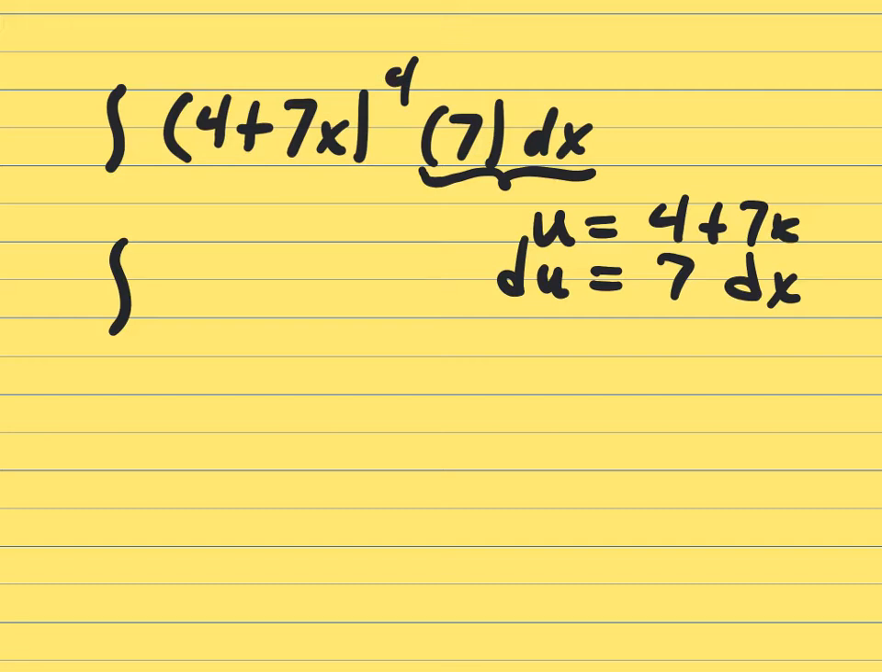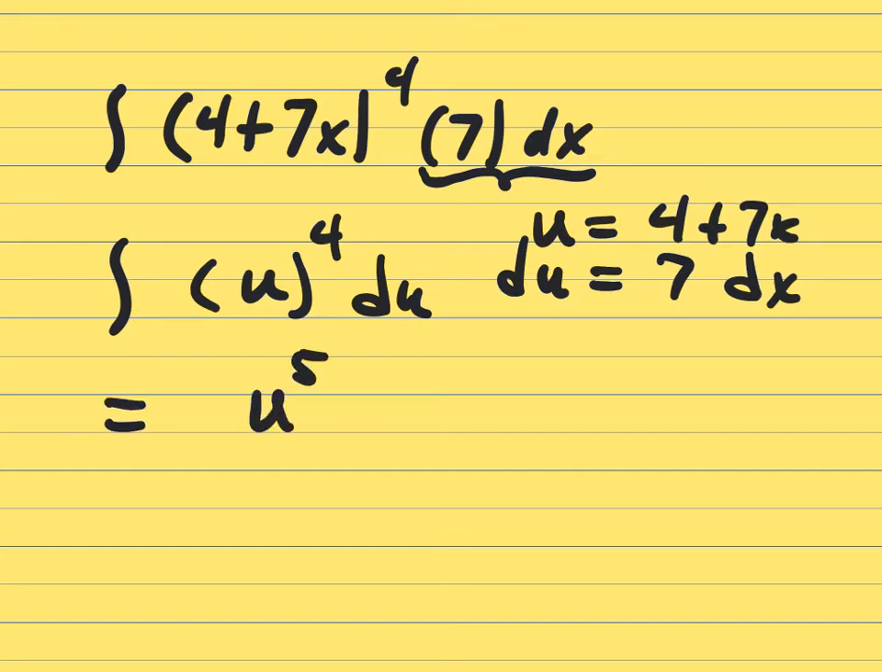u to the fourth, all that's replaced with a u, and then the part underlined, 7 dx, we can replace that with du. Now using the integration technique, we add 1 to the power, divide by the result, and add a constant of integration.